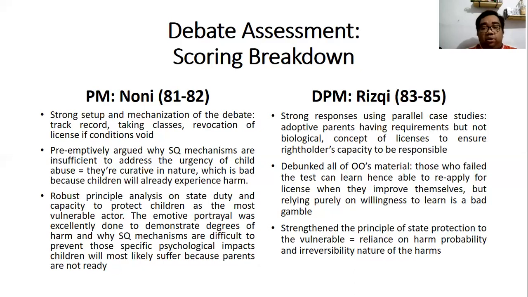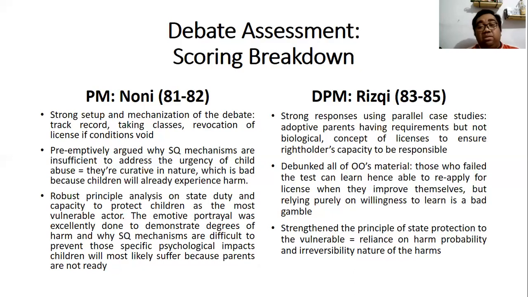So we felt that that was a really, really strong response and flipping of logic by the Deputy Prime Minister. They also did a really good comparative that relying on pure willingness to learn is actually a bad gamble because there's no reinforcement mechanism whatsoever to ensure that they are truly learning. So we felt that not only that the Deputy Prime Minister debunked opening opposition's faulty premise, but they also managed to use it against their case.